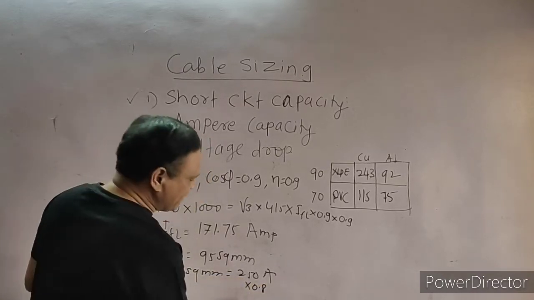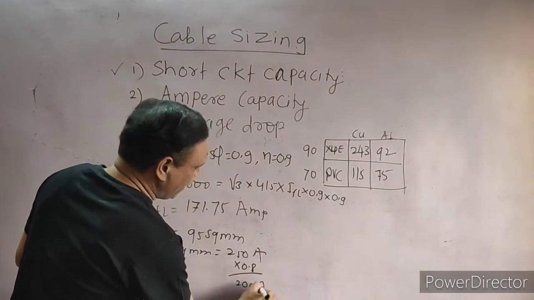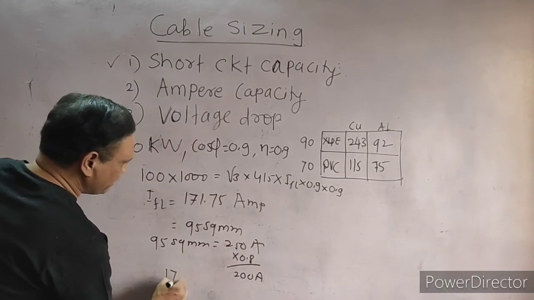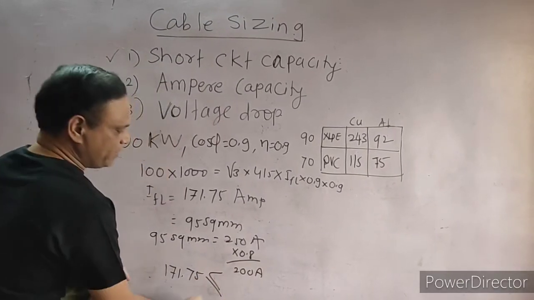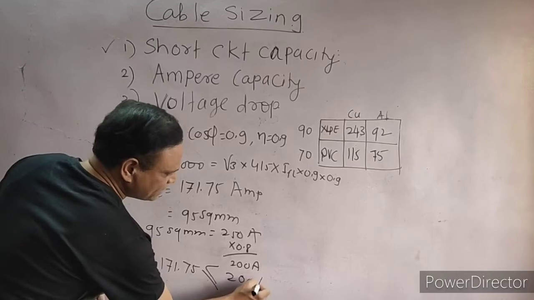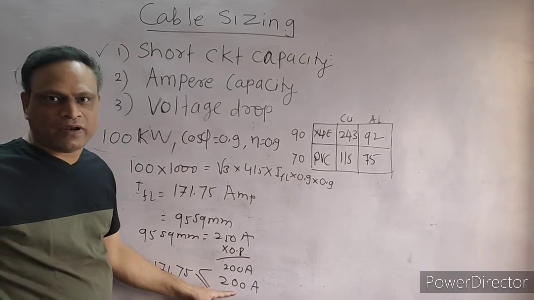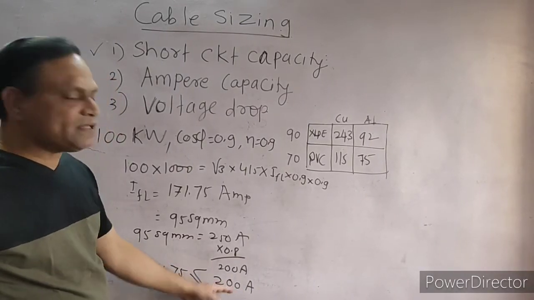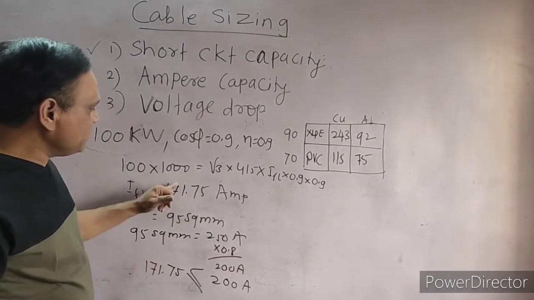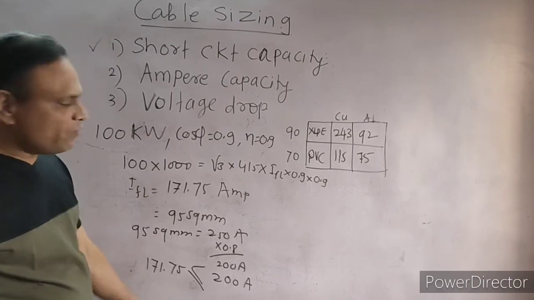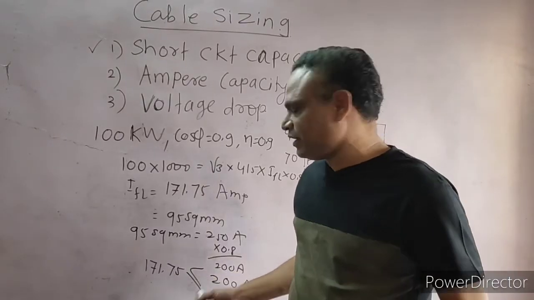Now let us multiply this 250 ampere by 0.8, that is the cable derating factor. So it comes to be 200 ampere, and we have to ensure that the cable should be able to carry the full rated current very easily. This 95 square mm copper cable for 3 phase carries a current of 200 ampere, and 200 ampere is more than 171 ampere. That means this rating is more than the full rated current. Therefore a 95 square mm cable is suitable for this application.